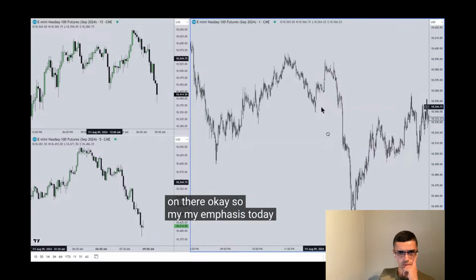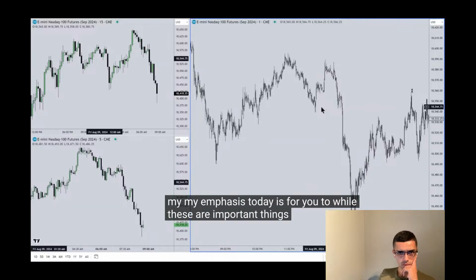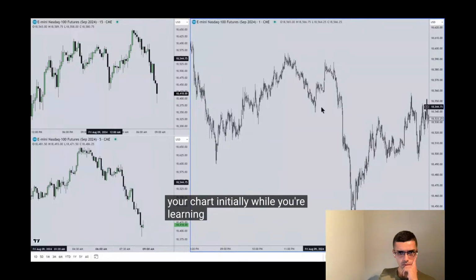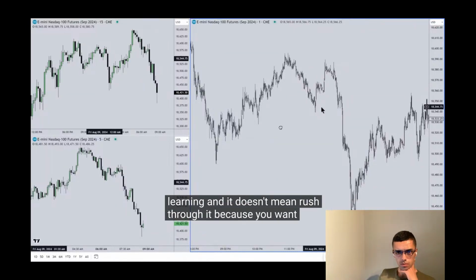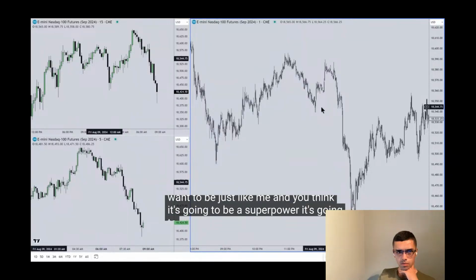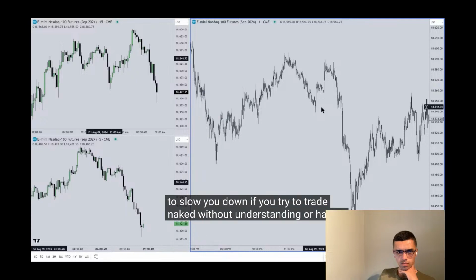my emphasis today is for you to, while these are important things to have on your chart initially while you're learning, and it doesn't mean rush through it because you want to go to a point of not having anything on your chart because I say I don't, and therefore you want to be just like me and you think it's going to be a superpower. It's going to slow you down if you try to trade naked without understanding or having the experience of seeing weeks and months of this.